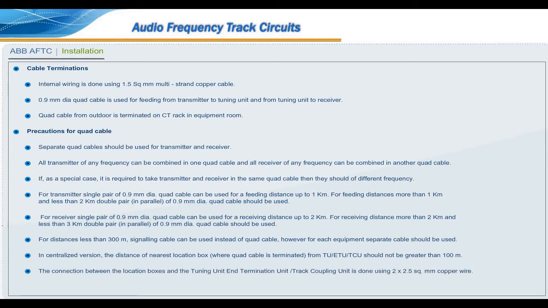The connection between the location boxes and the tuning unit, end termination unit and track coupling unit is done using 2 into 2.5 square millimeter copper wire. 35 square millimeter copper or 50 square millimeter aluminum cable is used to connect TU to rail.